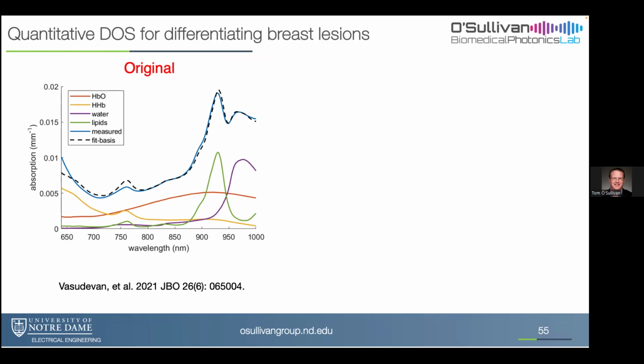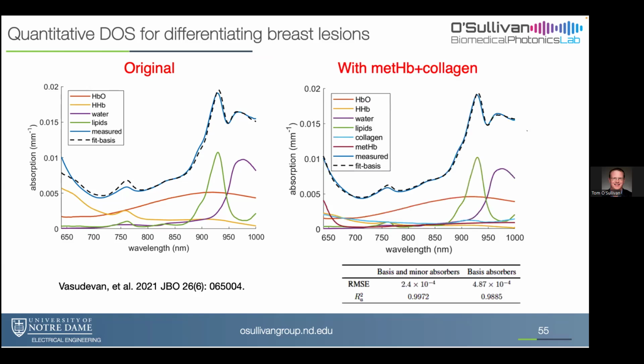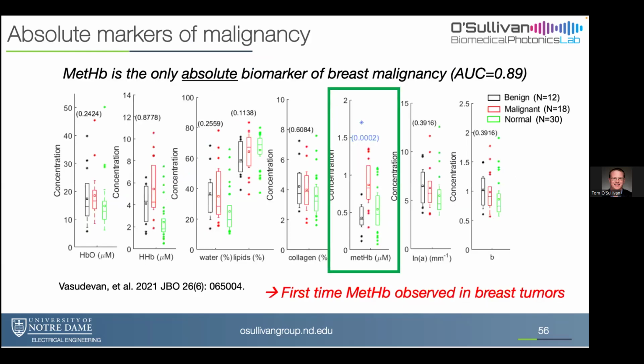Well, what is that? It's not some magical fairy dust that happens to be there. Long story short, what we found is it's methemoglobin. We found a good part of methemoglobin there, and I can talk ad nauseam about this, but it's also important to include collagen in that fit. And when you include both of those, not only do you recapitulate the total optical absorption well, as an absolute quantitative metric of malignancy, it was the best, right?